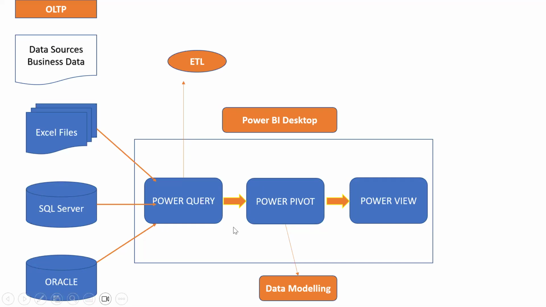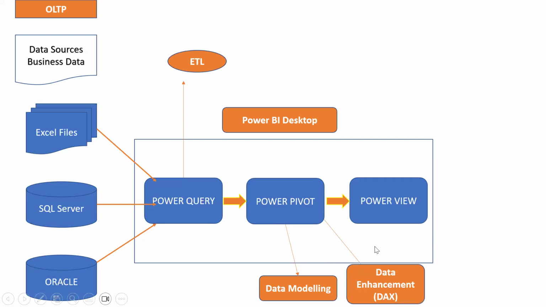That we need to do it in Power Pivot. If we are not doing that, what kind of issues we will face, I will show you. On a high level, Power Pivot does the data modeling. Data modeling is nothing but creating relationships between tables, between fact and dimension tables. And one more thing we do in Power Pivot is called data enhancement.